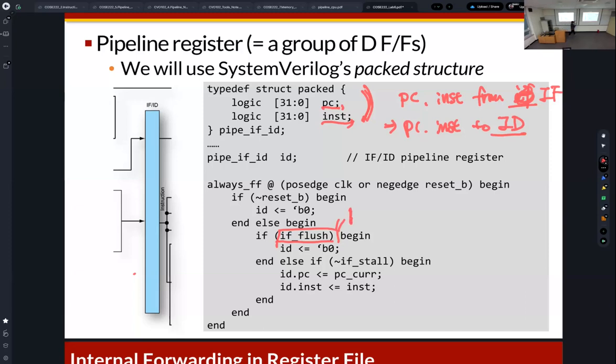So if instruction fetch flush is active, which means that the instruction fetch is flushed, then ID becomes all 0, right? And if it's not flushed, then sometimes the instructions are stalled in the ID stage. Correct.